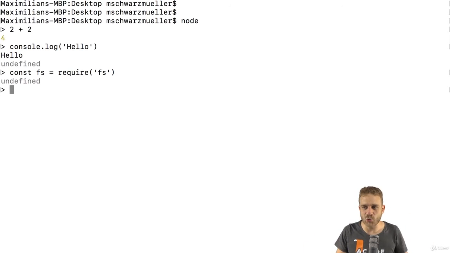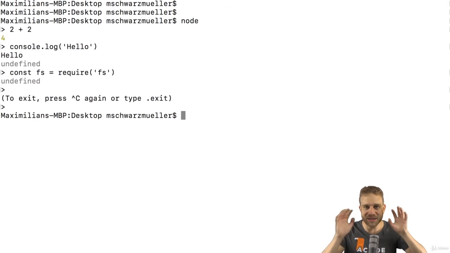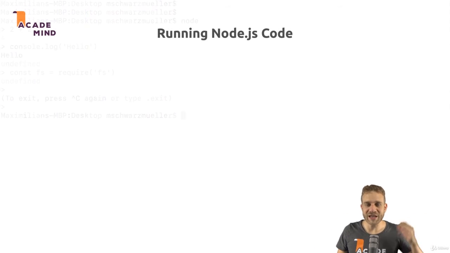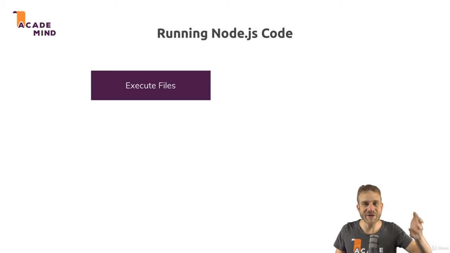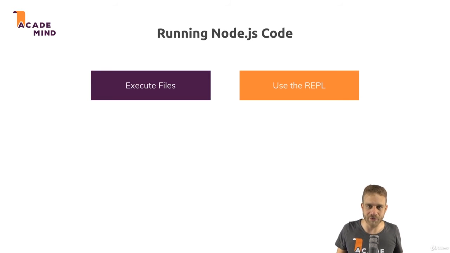But once I quit out of this process with Control-C, I'm done. This is not saved anywhere. This is not a file I can execute again, and this therefore is a great playground. The alternative to running code is that you execute files, as we did it before, and as we will basically do it for the rest of this course. This is the alternative to using the REPL.